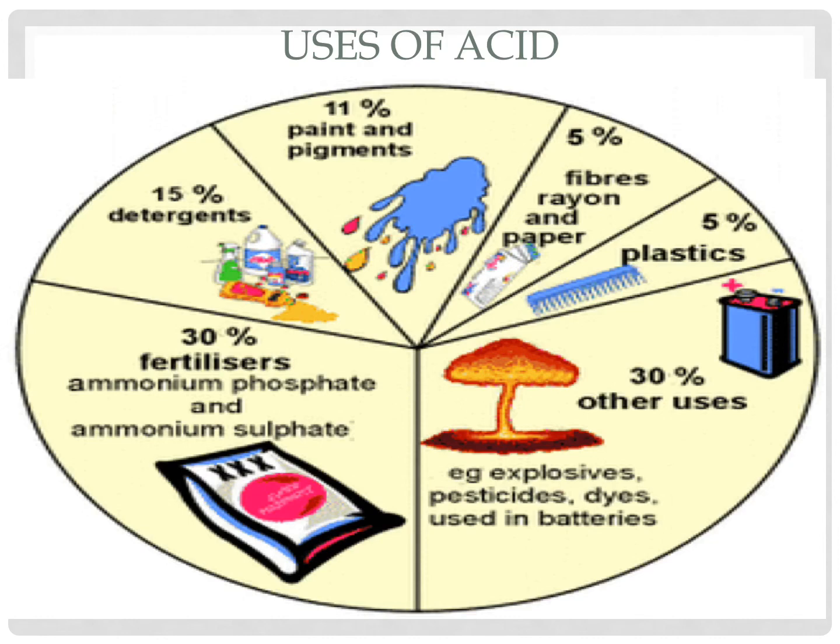If you look around you will see a lot of things that are made of acid. Acid is used in many areas of industry and in homes. So as you can see, the picture says it all. So fertilizer, for example, detergent, pigment to paint, fibers, papers, plastics, explosives, pesticides, dyes, and used in batteries also.